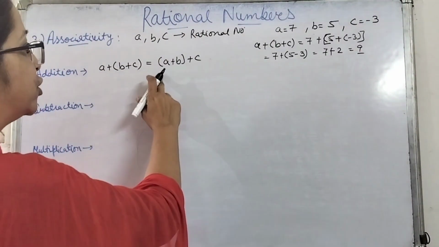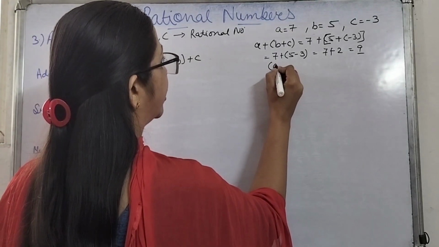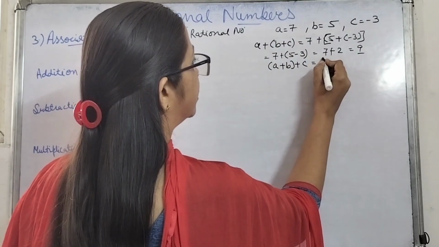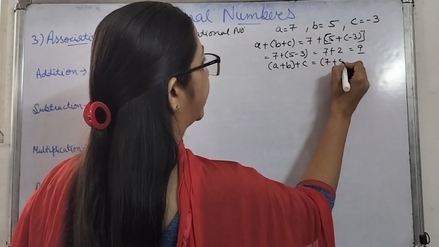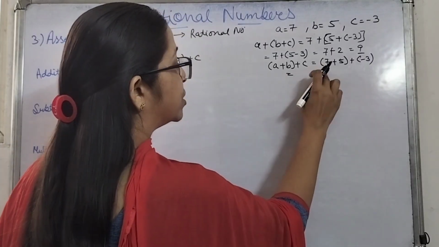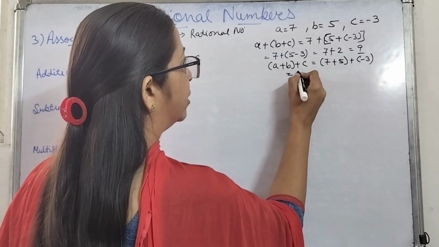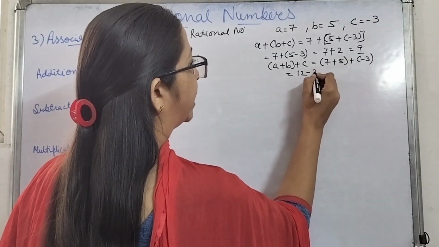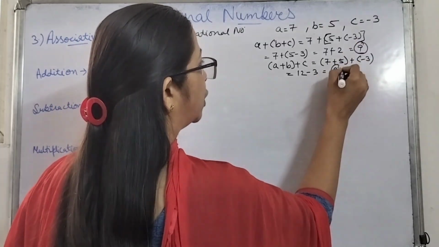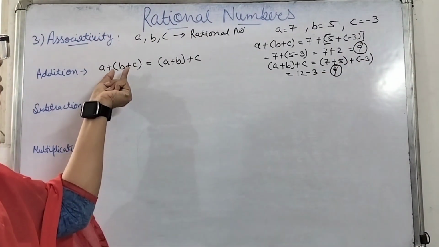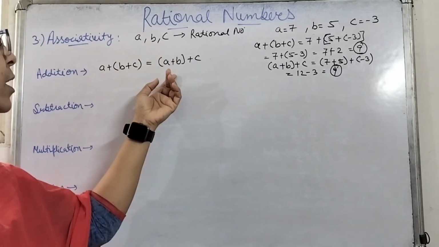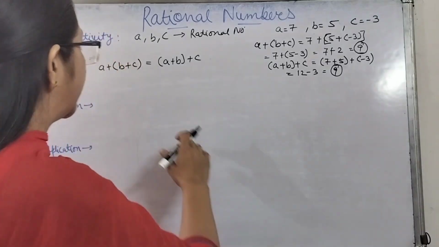Now let's check the RHS part, that is (a plus b) plus c. What will the value be? a is 7 here, b is 5, plus c is minus 3. So 7 plus 5 will be 12, plus minus will become minus, 12 minus 3 will be 9. So we can see over here, if we change the grouping, then also the sum of these three rational numbers is the same. We have changed the grouping over here.